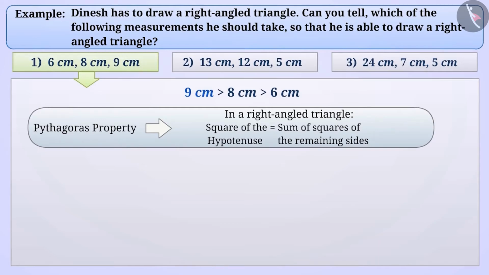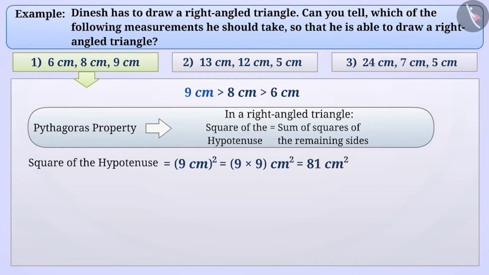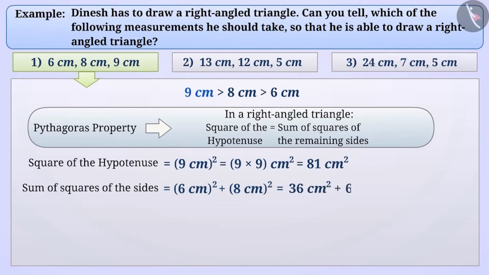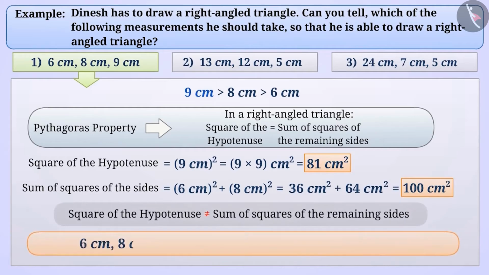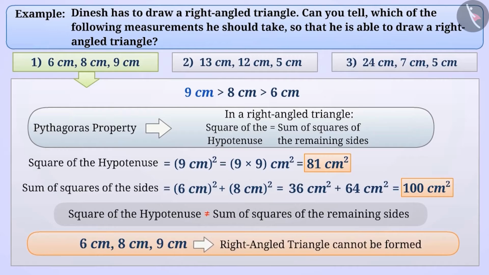We will use this property to determine whether or not a right-angled triangle can be formed by the measurements given in the first statement. Here, the square of the hypotenuse is equal to 9 cm square is equal to 9 multiplied by 9 cm square is equal to 81 cm square. And the sum of the squares of the sides is equal to 6 cm square plus 8 cm square is equal to 36 cm square plus 64 cm square is equal to 100 cm square. Here, since the square of the hypotenuse is not equal to the sum of the squares of the remaining sides, a right-angled triangle cannot be formed by the measures 6 cm, 8 cm and 9 cm.